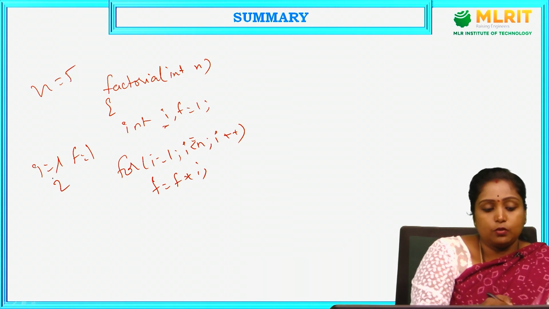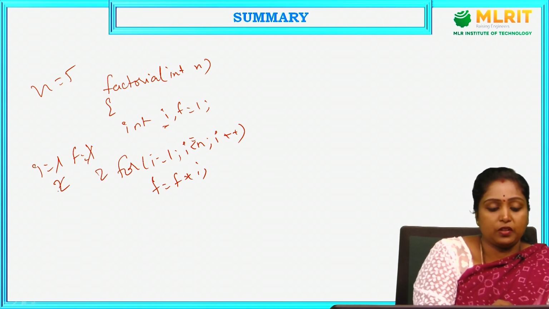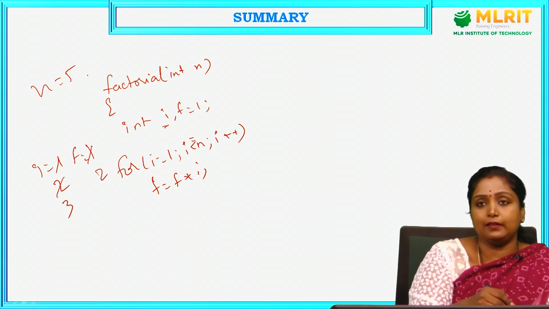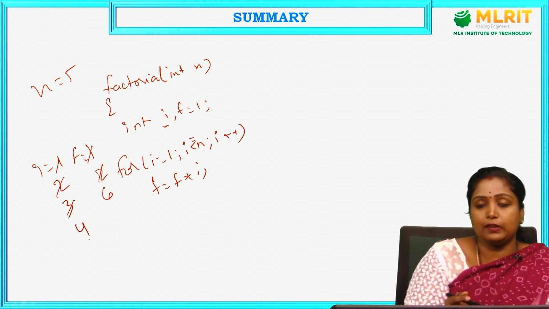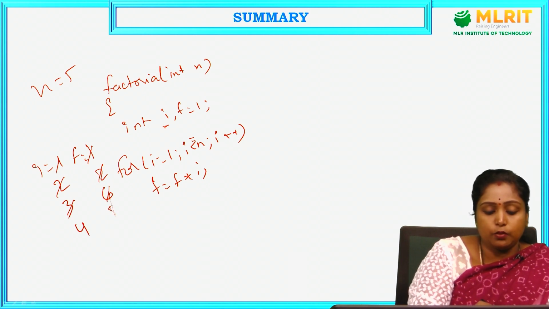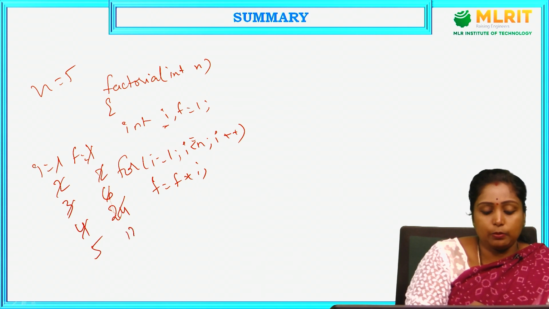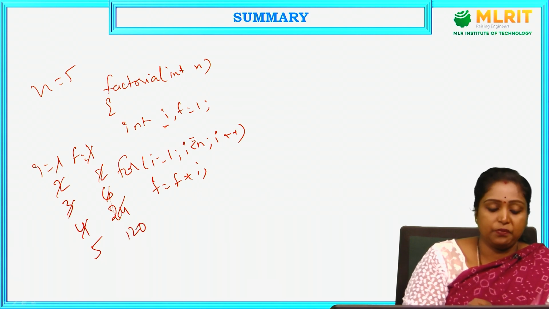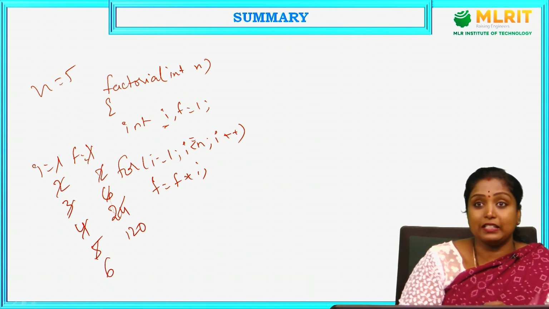i is 2, 2 less than 5, condition true, it will go inside, 1 into 2, 2. Now i will be 3, 3 less than 5, condition true, it will go inside, f is 3 into 2, 6. Now i becomes 4, 4 less than or equal to 5, condition true, and f becomes 6 fours are 24. Now i becomes 5, 5 less than or equal to 5, condition true, and f becomes 24 into 5, 120. Whenever i becomes 6, 6 less than or equal to 5, the condition becomes false.